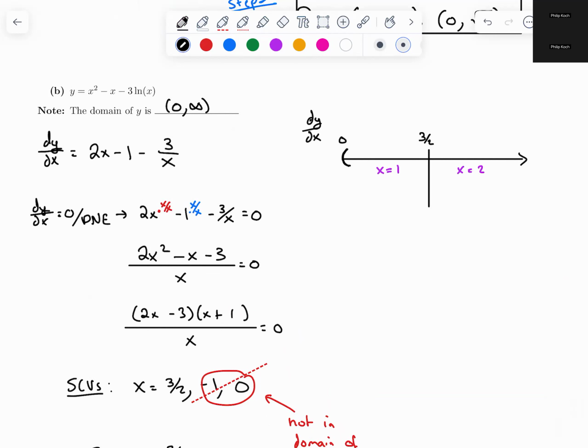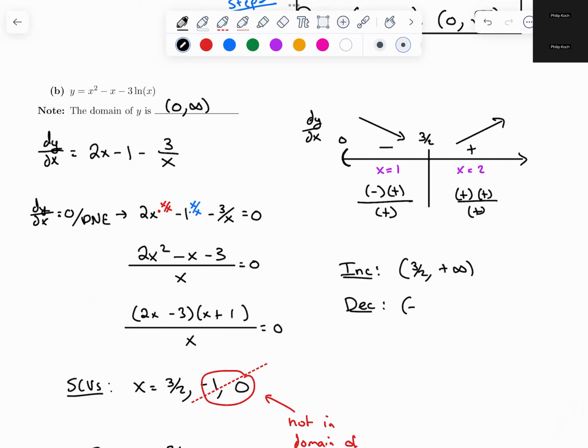Plugging in 1, you'll get negative times a positive over a positive. That's a net negative, so our derivative will be negative, and our function will be decreasing. Plug in 2, and everything becomes positive. So the net result is positive, so it's increasing there. So it's increasing from 3/2 to positive infinity, and it's decreasing from 0 to 3/2.